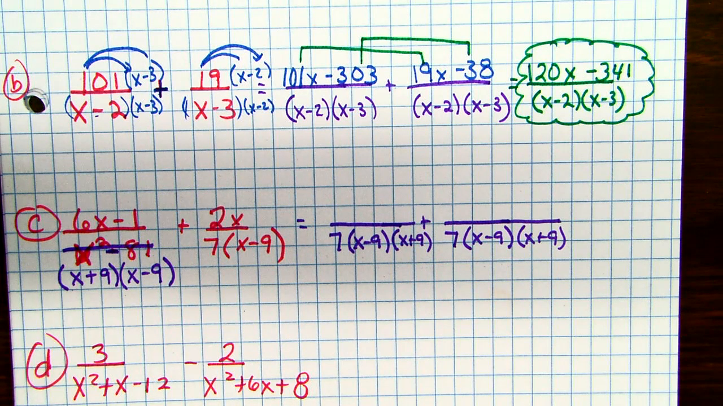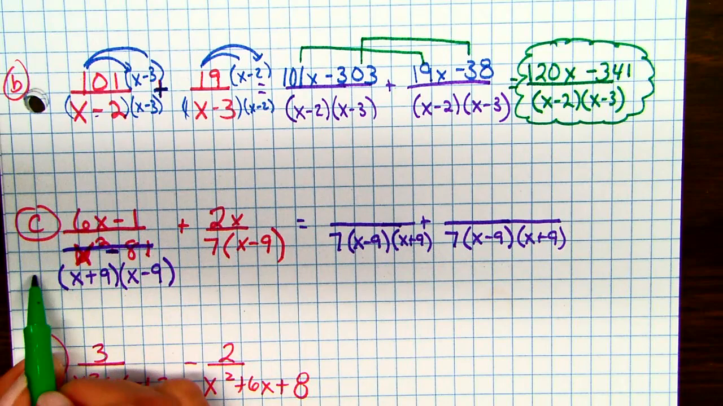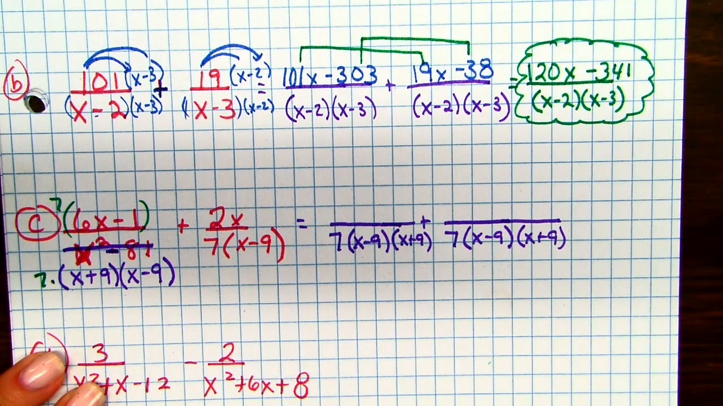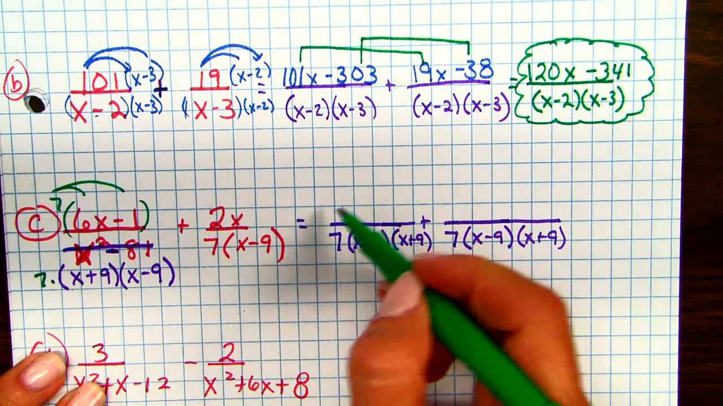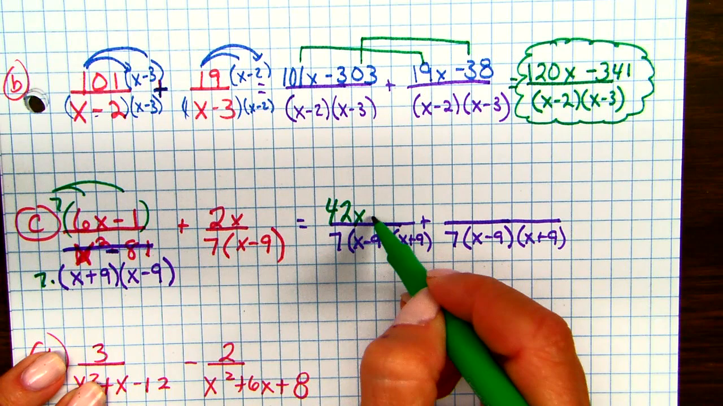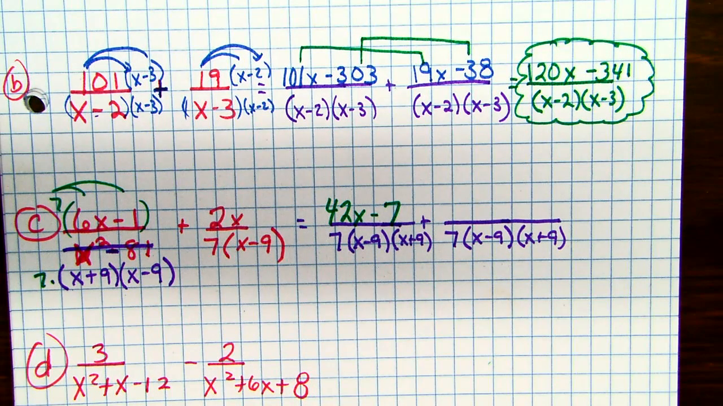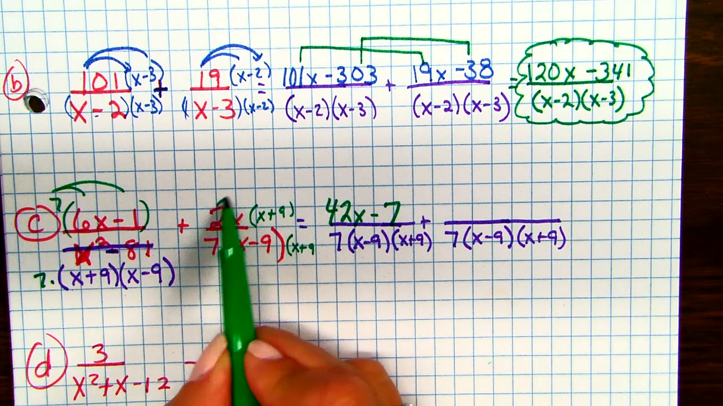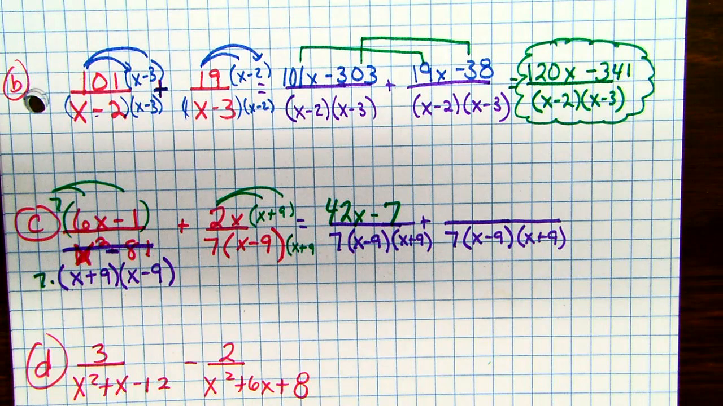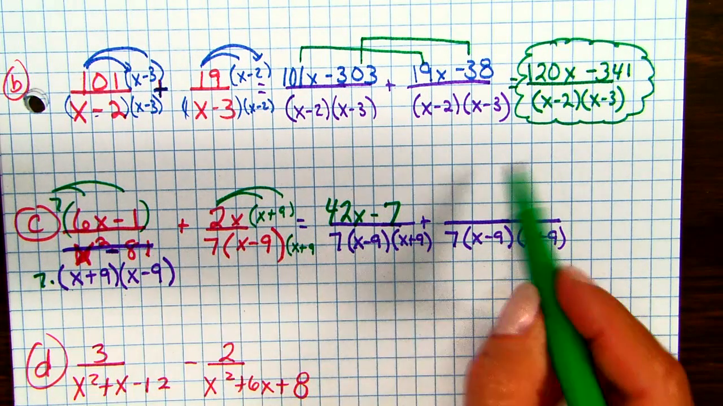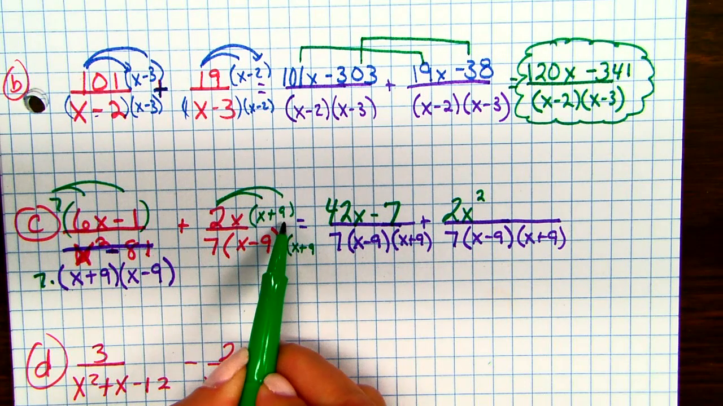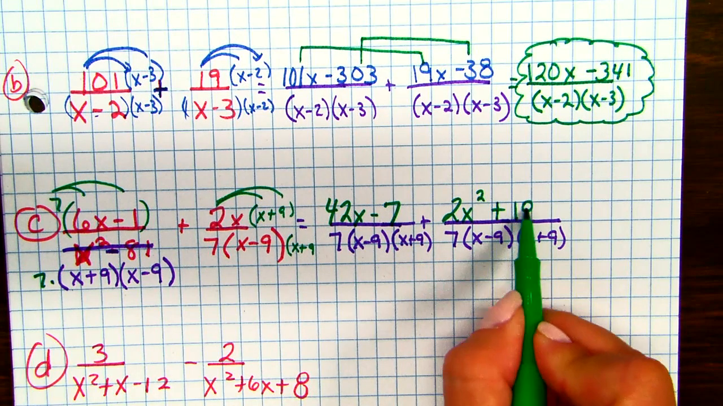Good? Ish? All right, this fraction, we're missing the 7, right? We need the 7, so we're going to multiply the top by 7. Distributing. And in this fraction, we're missing the x plus 9. Also distributing. 2x times x is 2x squared, and 2x times 9 is 18x.